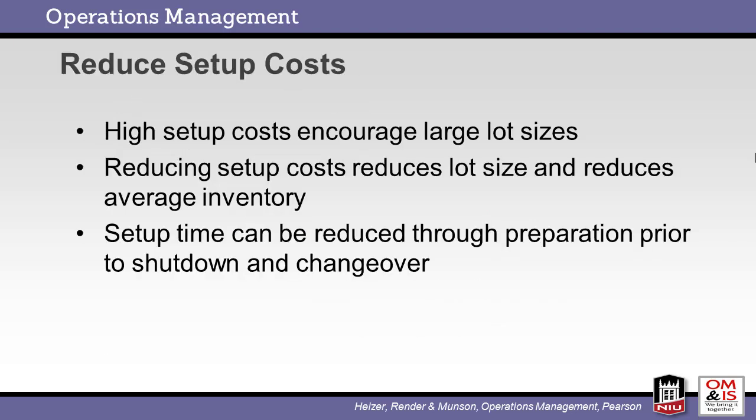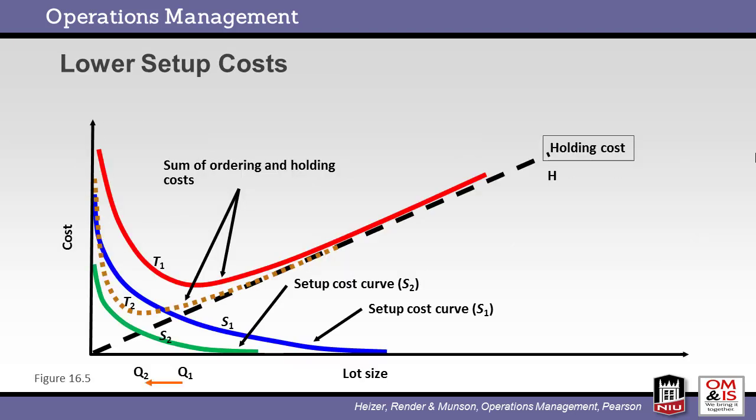To reduce lot sizes, reduce setup time and setup costs. Setup can be simplified by pre-planning cutover activities, implementing advanced automated processes, and eliminating setup altogether by using more universal processes. This is a graphical representation of the EOQ equation showing the impact of reduced setup cost on lot sizes and cost. Reduced setup time results in reduced lot size and reduced cost.